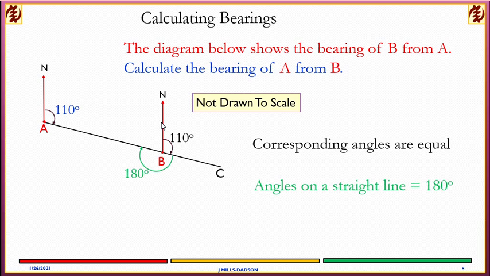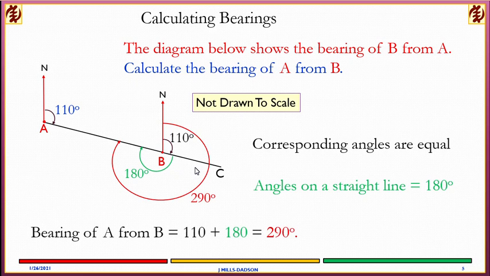Therefore, if I'm looking for the whole angle from this point all the way to the black line, I need to add 180 and 110. That gives me 290. So the bearing of A from B is 290 degrees. Simple.